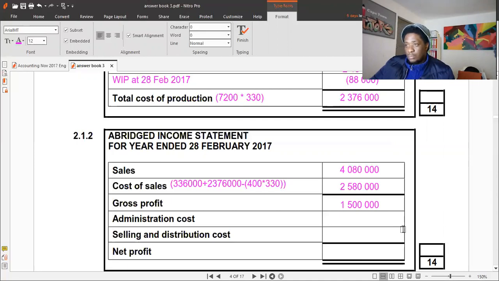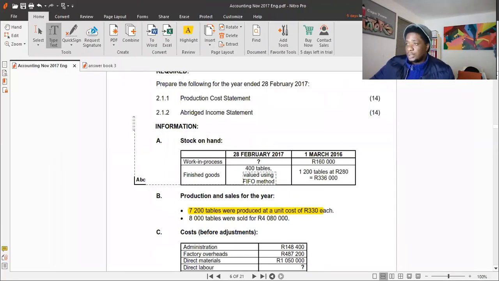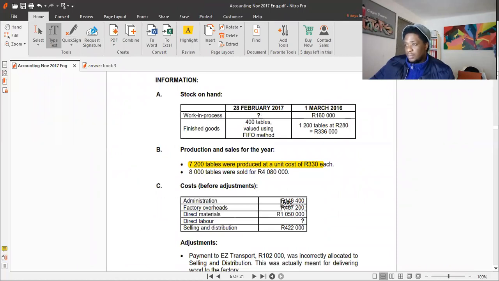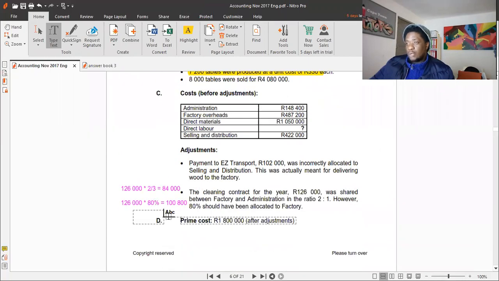And then we move on to administration costs. When it comes to administration cost, let us go and calculate it. We've been given the administration cost as 148,400. And then we're given some information here that is also related to administration. So we're also going to need to do a split here, because what we did here, we should have allocated 20% to administration, but instead we used the ratio of 2:1. So let us see how much we included in administration.